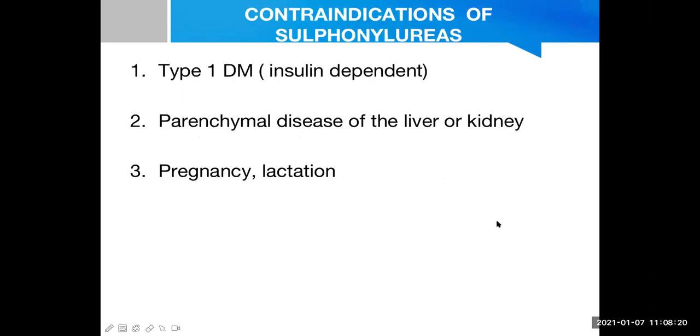Now, what are the contraindications of sulfonylurea use? Type 1 diabetes is definitely a contraindication. This is also known as insulin-dependent diabetes. There's no insulin at all, so why use sulfonylurea? Okay, it just causes side effects. Parenchymal diseases of the liver or kidney are contraindications. So liver disease and kidney disease should be ruled out, and that is very easy to rule out. Just go for a liver function test or renal function test. If they are normal, then only use sulfonylurea. Pregnancy and lactation are other conditions where sulfonylurea is contraindicated. We use insulin in this situation.